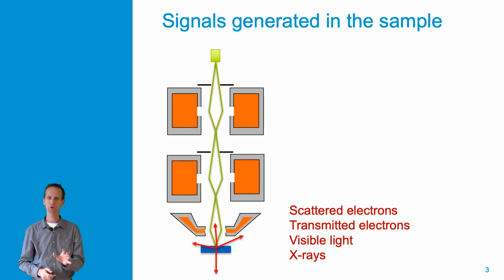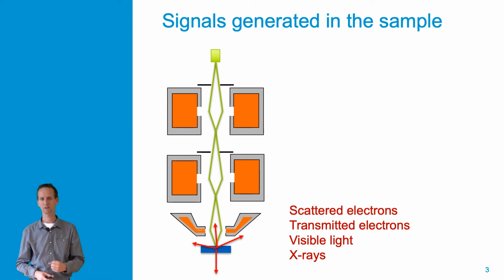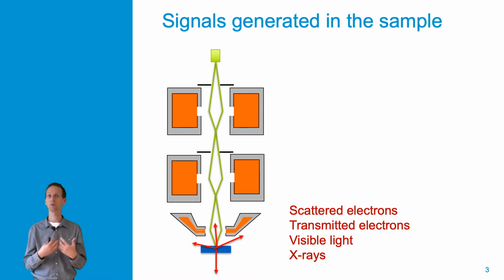Now we have it focused on the sample, then what happens? We know from the lecture about electron-matter interactions that we have scattering, elastic events, inelastic events. This leads to the occurrence of scattered electrons. If we have a thin sample, transmitted electrons, it can lead to the emission of visible light or even of X-rays. Now all these different events can constitute a signal that we can detect, and this will be the subject of today's lecture.